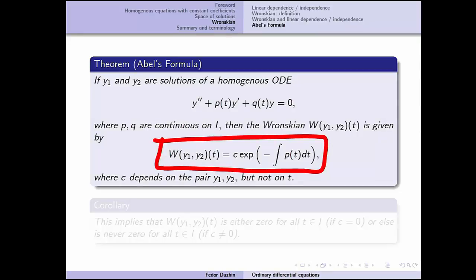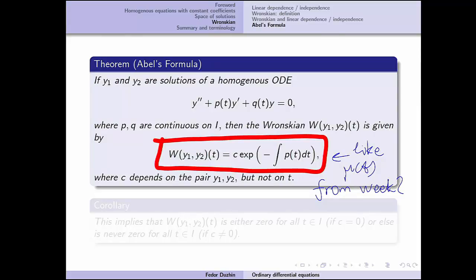So it is some constant c times e to the minus antiderivative of p of t dt. In other words, notice that it is very, very similar to the integrating factor, mu of t, from week 2.